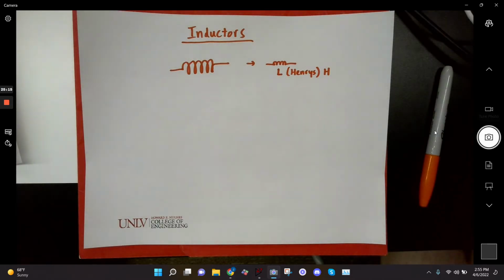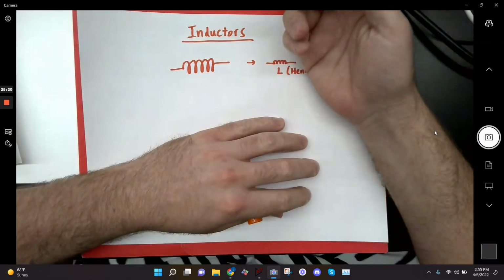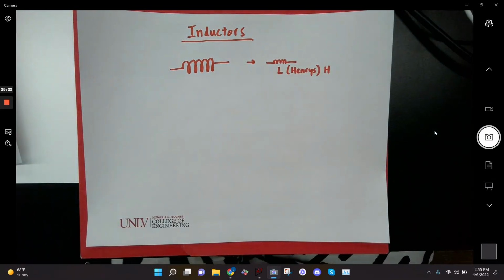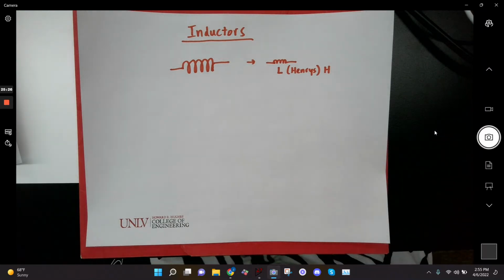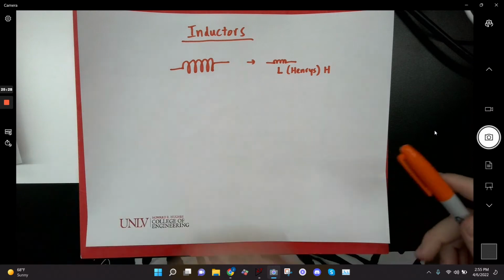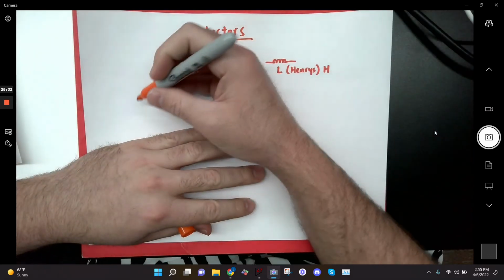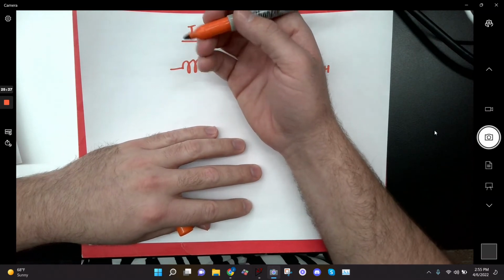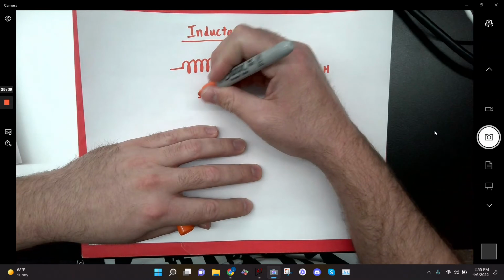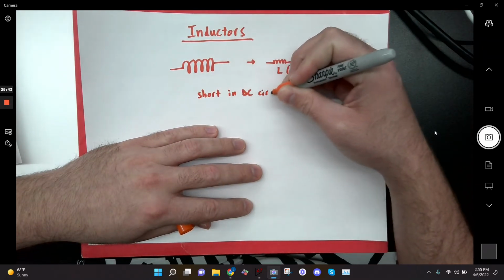Okay, so back to inductors. What we know about inductors and capacitors is that they are very inversely related. They're very opposite of each other, but a lot of their behavior is similar. Basically, we know that a capacitor acts like an open in a DC circuit, when no current's flowing, while an inductor acts like a short in DC circuits. And the reason is that it's literally just a wire.